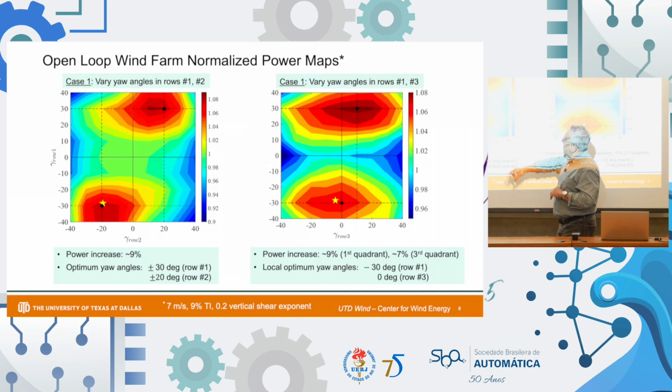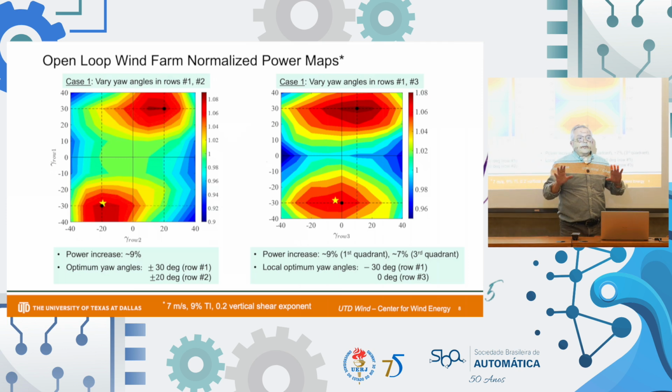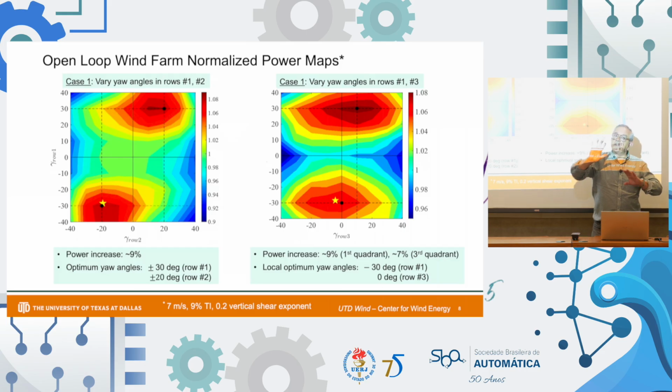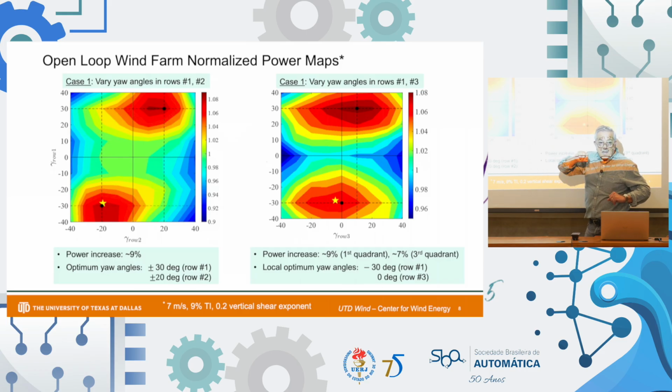And as you can see, when we don't yaw, we are at 0, 0, but the optimum is here. So we have to yaw row 2 by minus 20 and row 1 by minus 30. This is typical. The first row is the one that yaws the most, the second one yaws a little less, and so on. The black circle is actually the optimum at this scale. The yellow star represents where the extremum seeking landed. So it found the optimum.